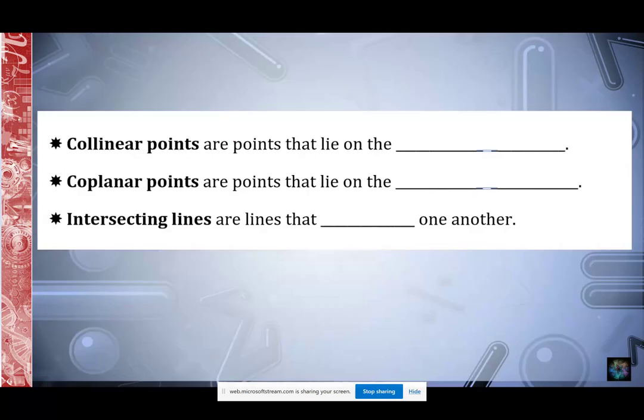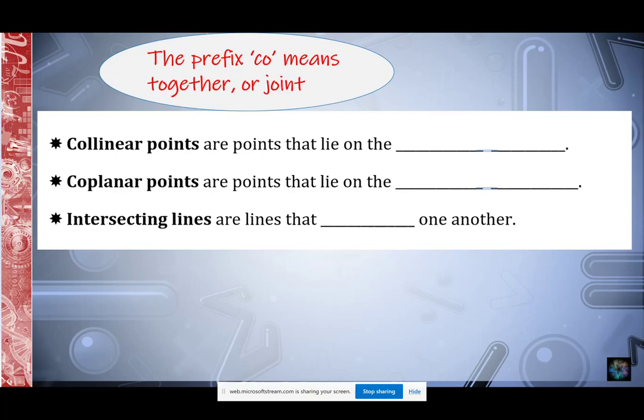And I'm going to go ahead and finish up here with our collinear points. Before I get to that, I do want to talk about the word co. Co just means together or joint, okay? And that's an English prefix. So when we see the word collinear, coplanar, that means that they are together. It's kind of like companion, someone who lives together. So anyway, collinear points are points that lie on the same line.